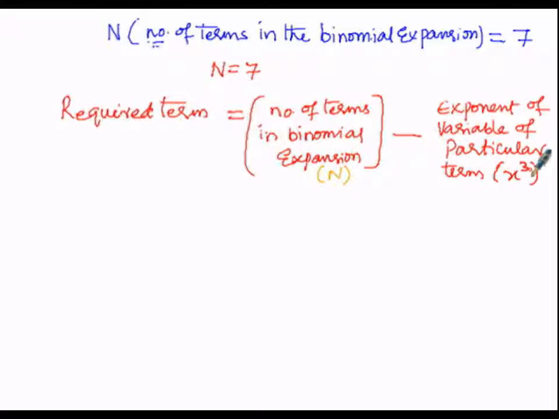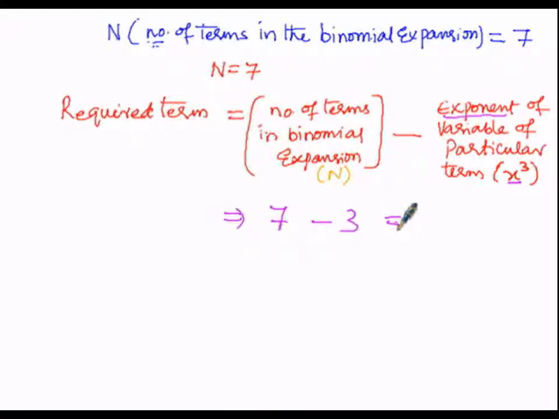So in order to get the required term, the number of terms in the binomial expansion is 7, so we take 7 minus the exponent of the variable in the required term. The variable is x, and we have to find the coefficient of x cube, so its exponent is 3, and we have to subtract this 3.